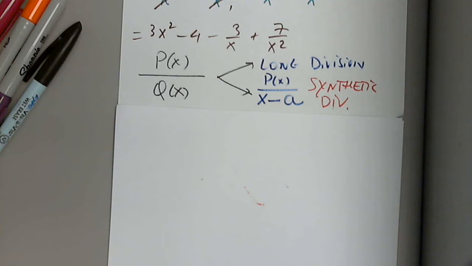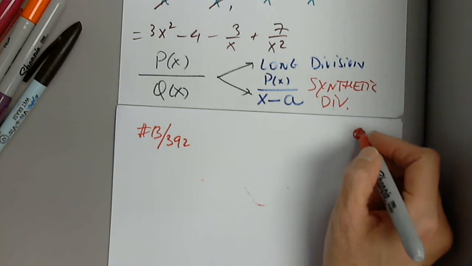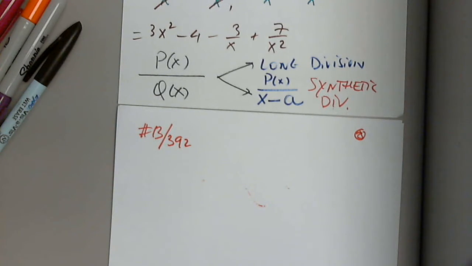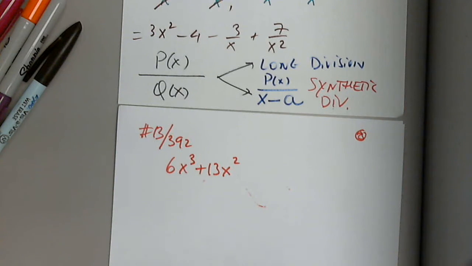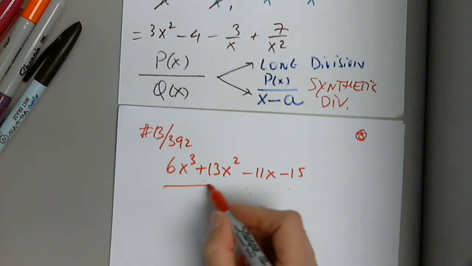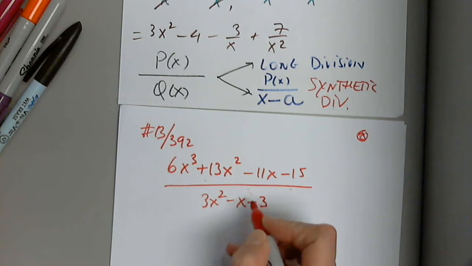So let me pick a problem, or you can pick a problem if you want. This is in section 3.3, on page 392. I would like to start with 13: 6x cubed plus 13x squared minus 11x and minus 15, everything divided by 3x squared minus x and minus 3.